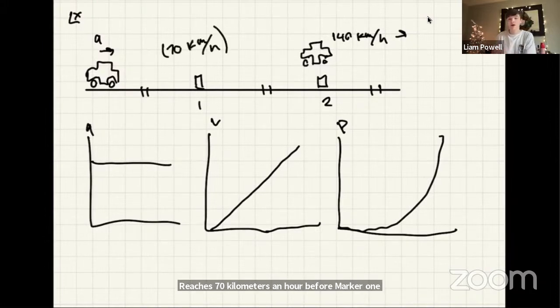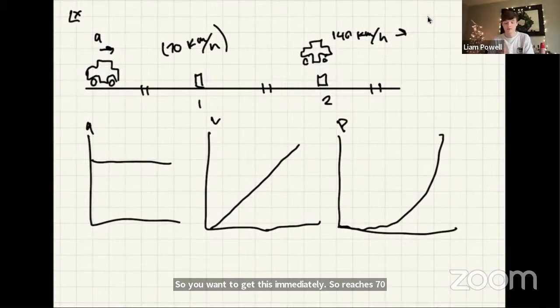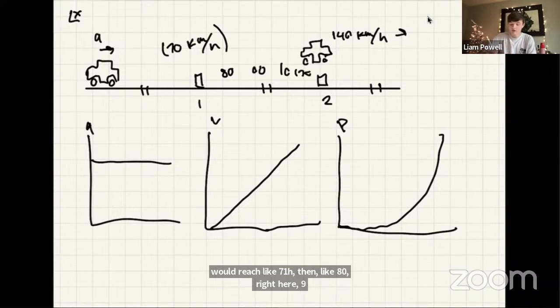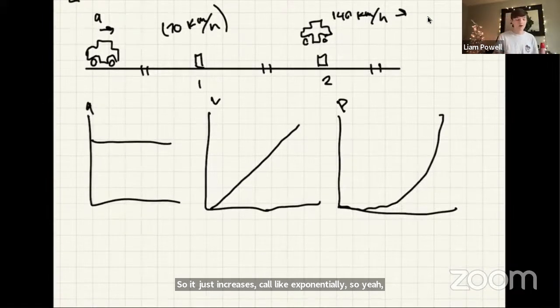And we can go into the math behind it, but this is just a conceptual question, so you want to get this immediately. So it reaches 70 kilometers an hour right here, and it keeps on building up in speed. It would reach 70 kilometers an hour, then 80 right here, 90, 100, 120, it just keeps on increasing exponentially. So acceleration is always constant, and it's negative. It's always pointing down for free fall.